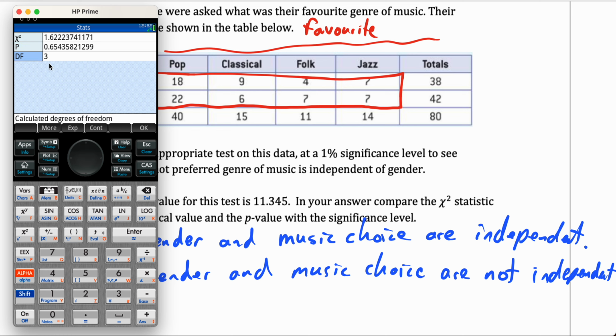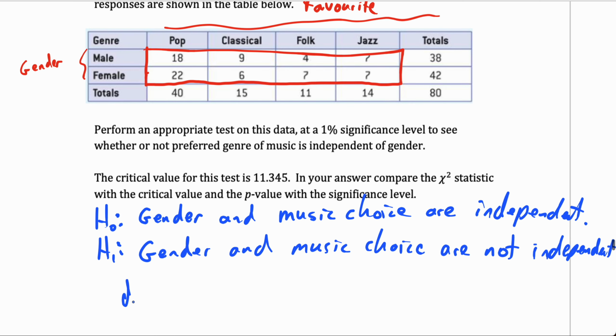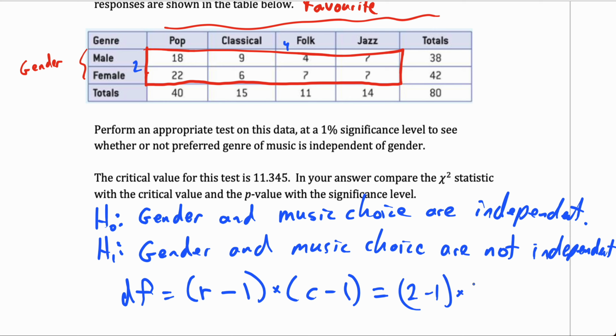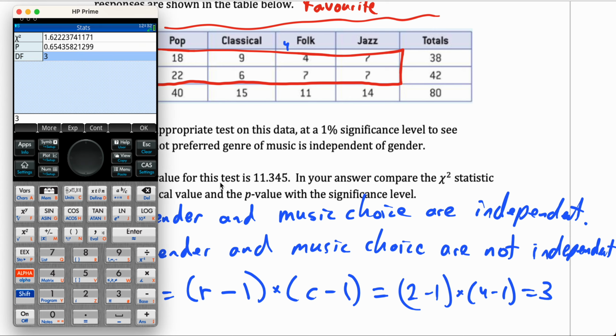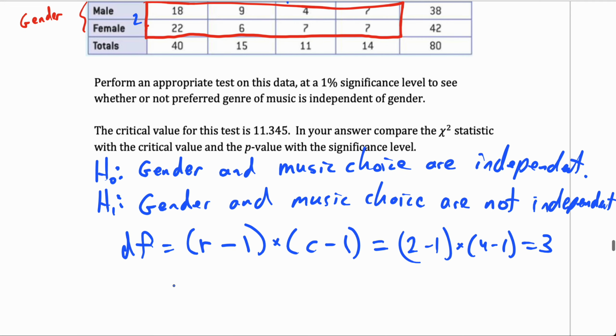So they ask you for the degrees of freedom. It's simply 3. Okay, also the degrees of freedom is the number of rows minus 1 times the number of columns minus 1. You do not need to do this in the question unless they ask you to, but anyway, as you can see, this is 2 and 4. So it's 2 minus 1 times 4 minus 1, which is 3, but your calculator spits it out for you, so you may not need to use this formula.